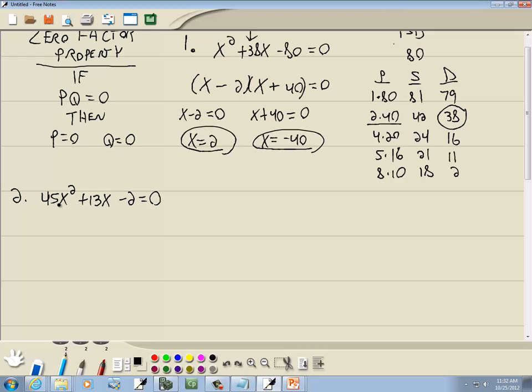x squared, x, no x, and there's a number before x squared. That's a key number. With a key number, we take the number at the beginning times the number at the end, ignoring signs. So we've got 45 times 2 gives us 90.